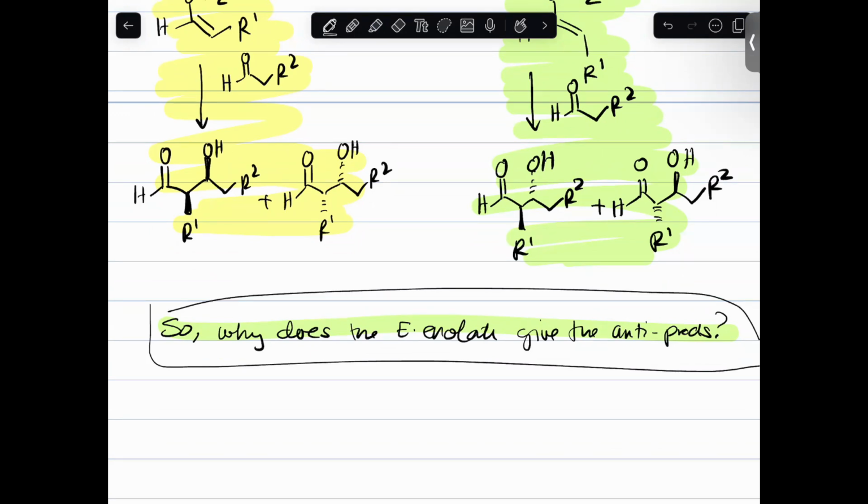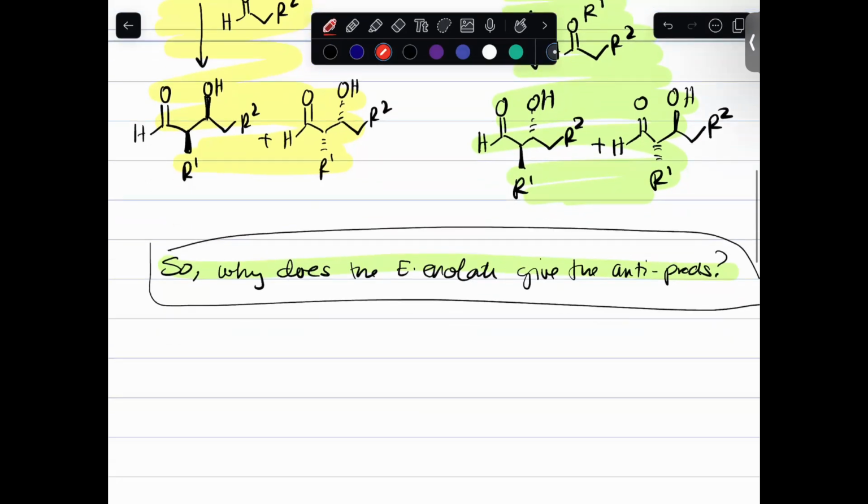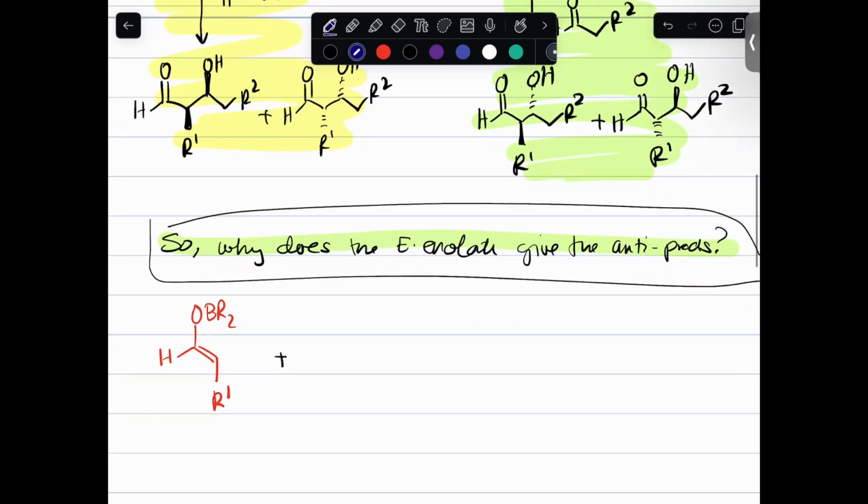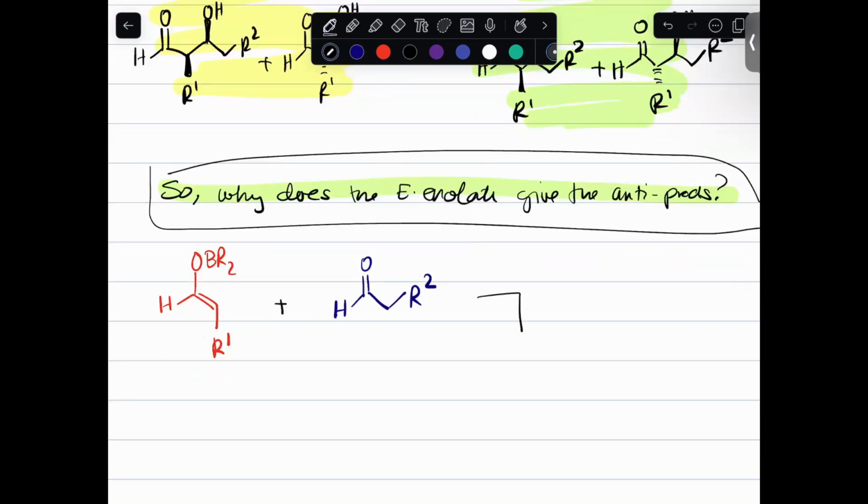I'll go ahead and continue to draw my E-enolate and my carbonyl compound in two different colors. Draw out my E-enolate in red, to try to stay consistent, and my carbonyl compound in blue, or purple maybe. And again, you get two products. So we'll discuss both products just like we did before.